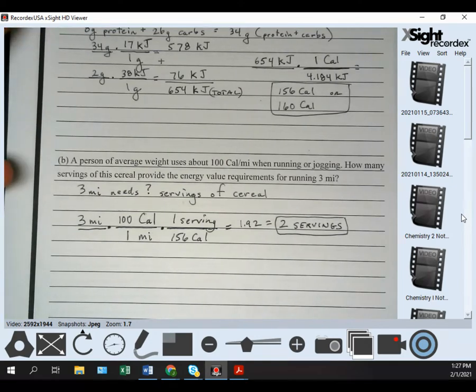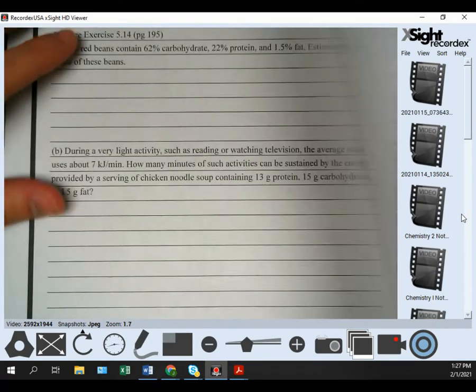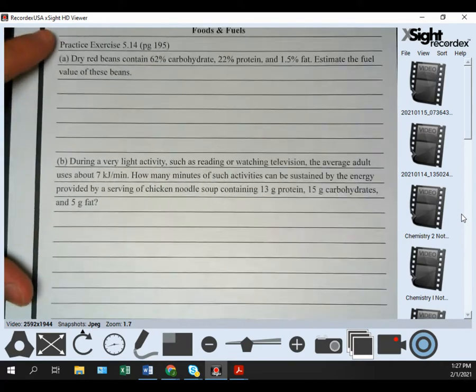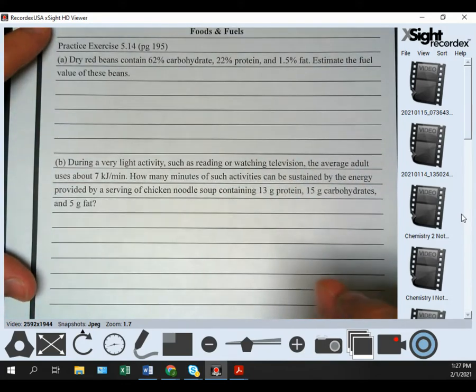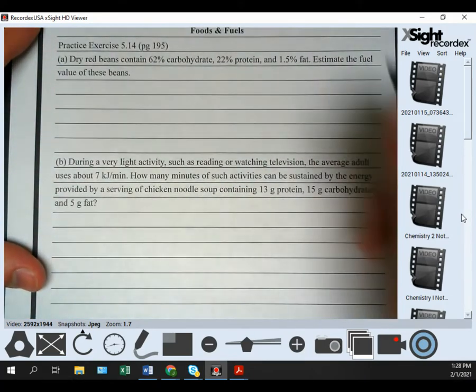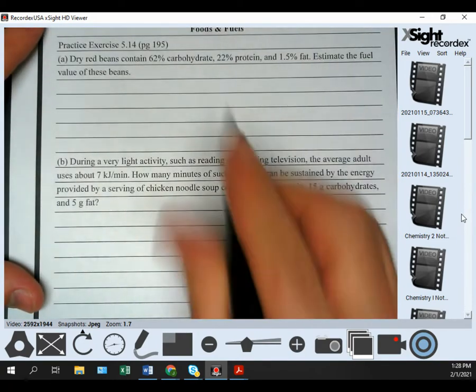Good. All right. Let's do the second one, the practice exercise. Normally I don't do those as well, but these are a little different. Well, sort of. Part of it is, but I think it's just good to practice here.